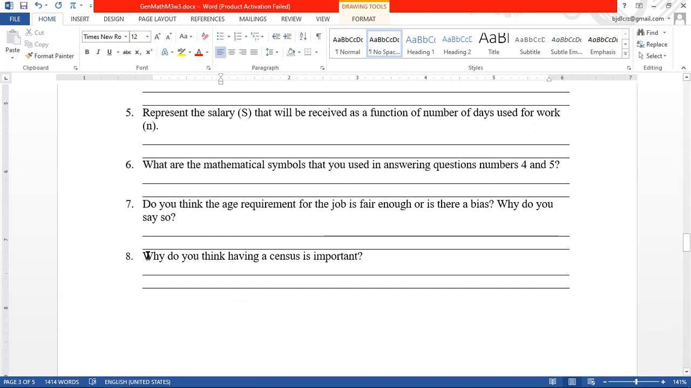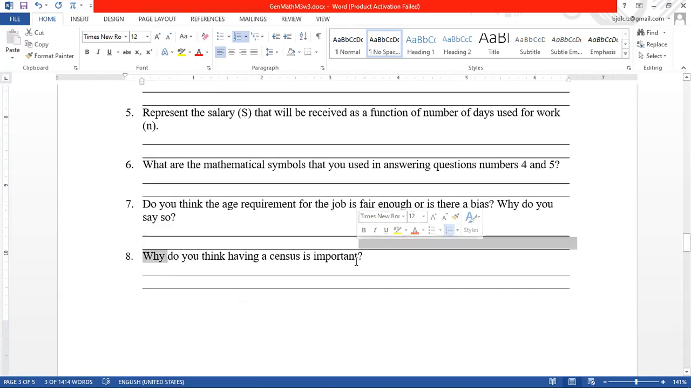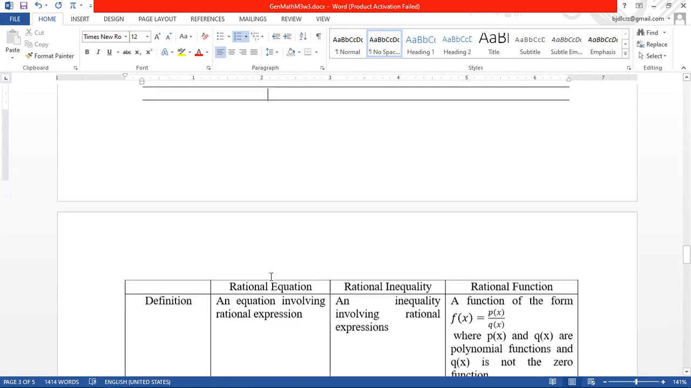Why do you think having census is important? Yan ang importante mag-census. So you need to answer those questions.